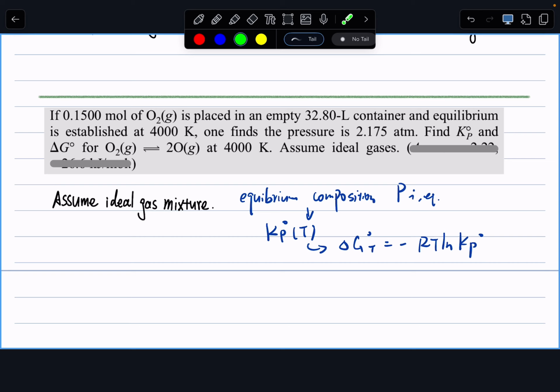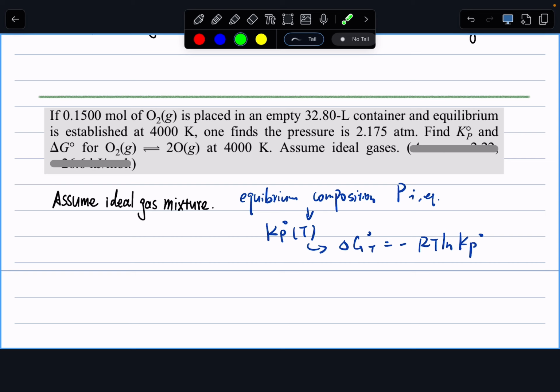So secondly, I want to solve for the extent of reaction xi. So how do we do it? Well, you can do it via the ICE table or whatever way you learned in Gen Chem. I don't care how you solve it, but this is how I do it. I have my N initial of O2 equals 0.1500 mole. And the reaction is a decomposition, going into 2 oxygen. So my stoichiometric coefficient in front of O2 is -1. The stoichiometric coefficient in front of elementary oxygen is 2.